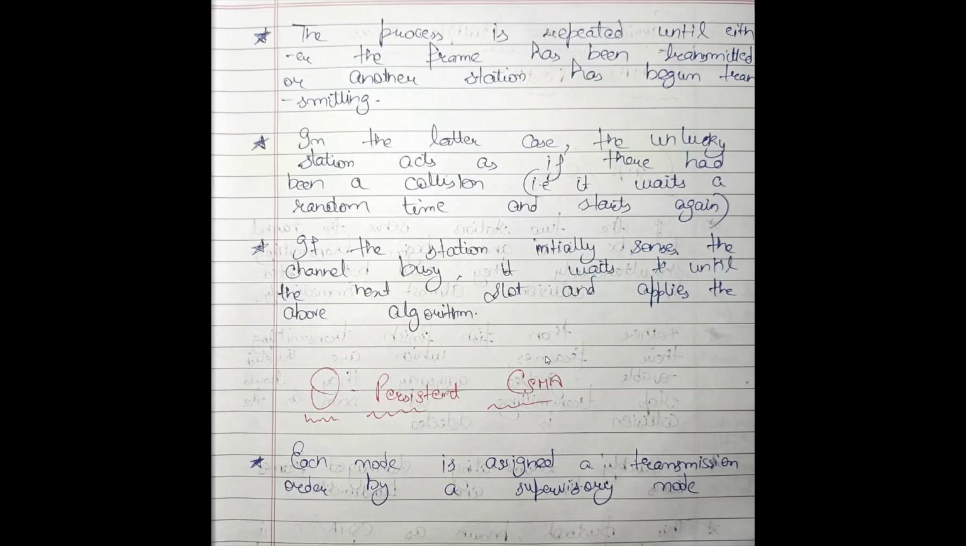Now O persistent CSMA, each node is assigned a transmission order by a supervisor node. So basically there will be a supervisory node, and that will be assigning that this is your transmission order. Alright.